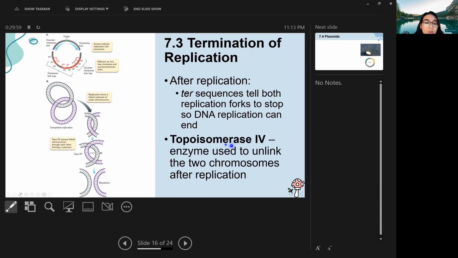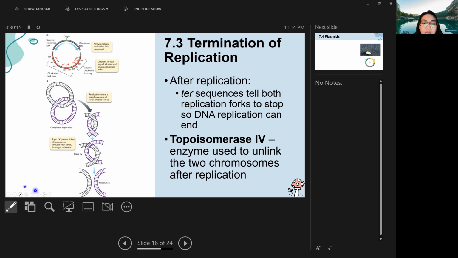So another enzyme, topoisomerase 4, comes in, breaks open one of these, and unlinks them. Basically, it just breaks one open and then unlinks it. So two link together, the topoisomerase opens one, closes it, and so they're unlinked.